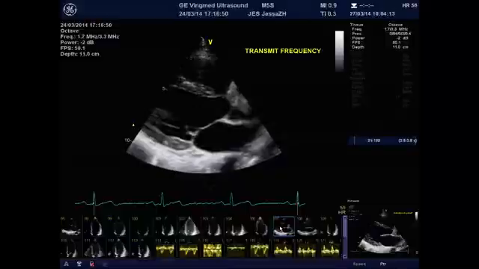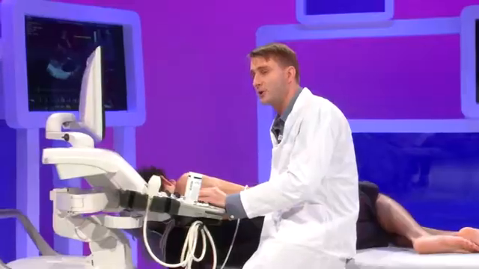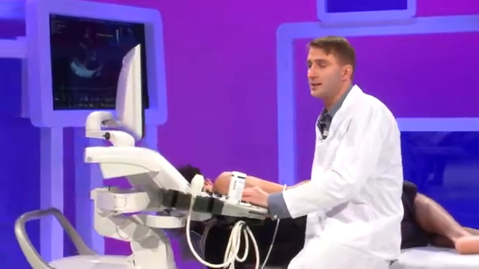Another important mode on your echo machine is your transmit frequency. Usually your transmit frequency is in second harmonic imaging, which means that the second harmonic reflections of your ultrasound signal are used as well to optimize your image quality.